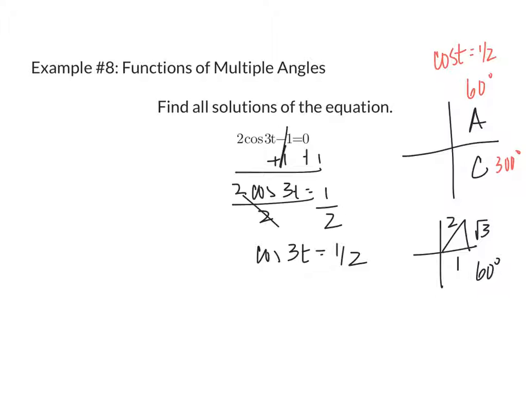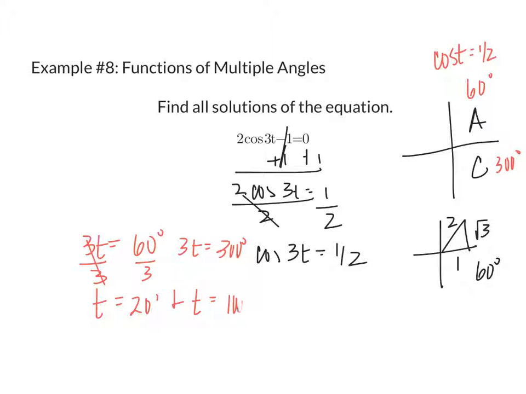However, that's only the case if we were talking about cosine of t equals 1/2. In this case, we have cosine of 3t equal to 1/2. So because of the 3t, you have to set your 3t equal to 60 and your 3t equal to 300 degrees. Or in other words, just take whatever angles you find and divide them by 3. So 60 divided by 3 gives me t equals 20 degrees, and t equals 100 degrees.